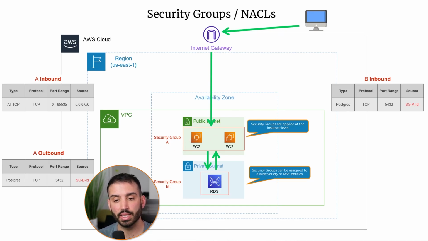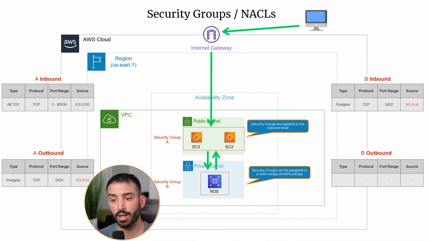And then finally for the outbound, there's no outbound rules here. Like the RDS database isn't making any calls outside to any other piece of infrastructure. So it doesn't need any outbound rules here, right? And so this is how you would use security groups to make this configuration happen, right?